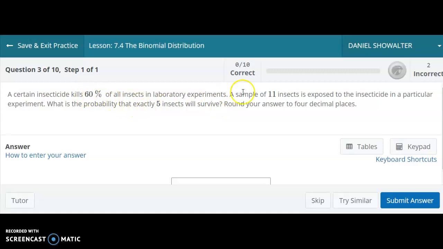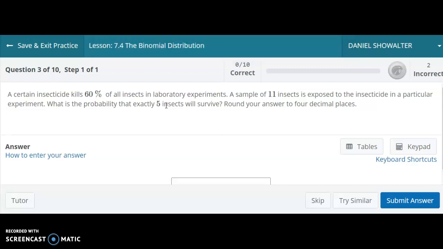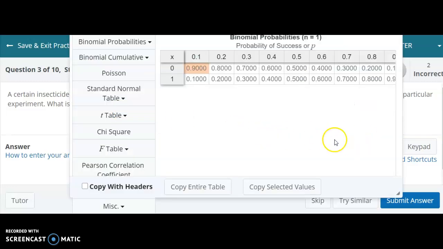Do notice the little trick here is it's killing 60%. So if 5 of the 11 survive, the first thing we have to figure out is exactly how many would need to be killed, and that would be 6. If there's 11 insects, 5 survive, that means we want to know the probability of killing 6 of them if there's a 60% chance of killing any given one. So let's go to the tables.